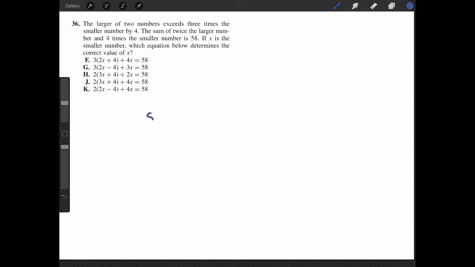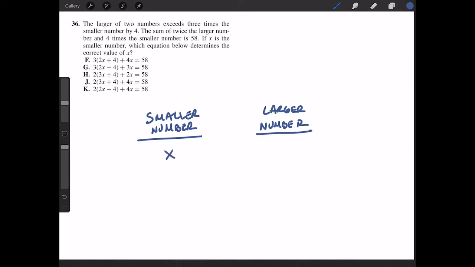First of all, I know that there's a smaller number, and then there's a larger number. Now, they're telling me that x is the smaller number, so I should start by doing that. And I'm going to define the larger number in terms of the smaller number. So let's see if we can wrap our heads around this prompt.